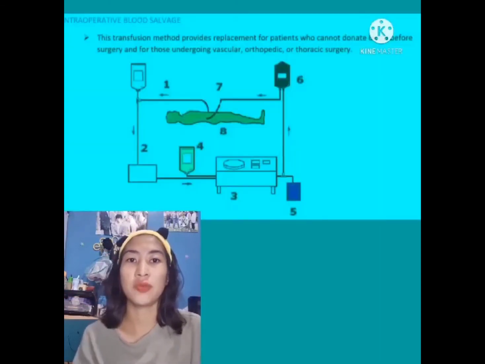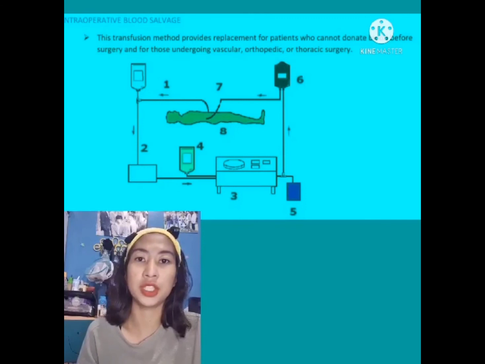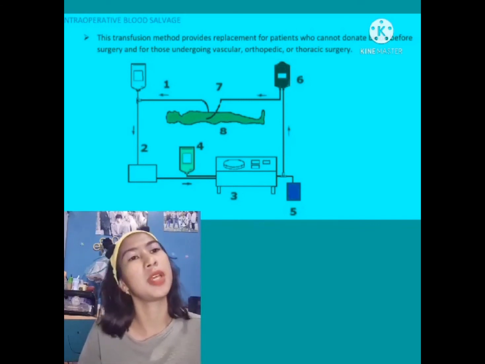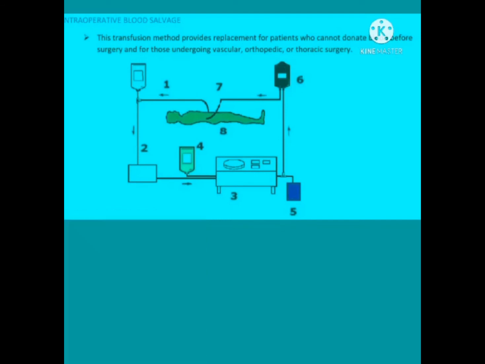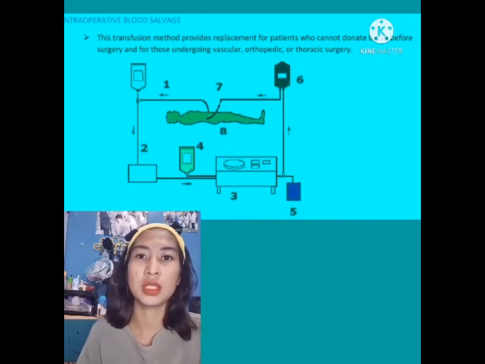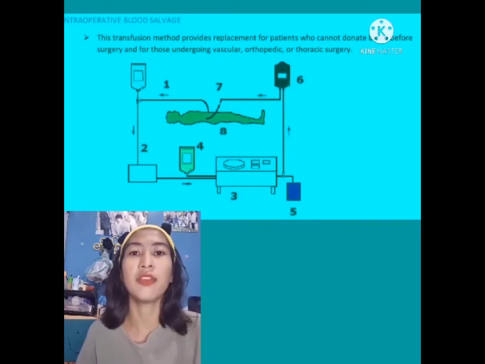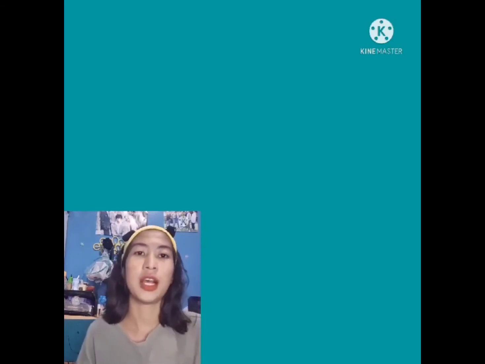This method is for patients who can't afford to donate their own blood before the surgery. During a surgical procedure, blood is lost in a sterile cavity. So during the surgery, the patient's own blood is sterile. That's why the use of intraoperative blood salvage has decreased the need for autologous donation, but has not affected the need for allogenic blood products, according to the Blood Bank Commission.